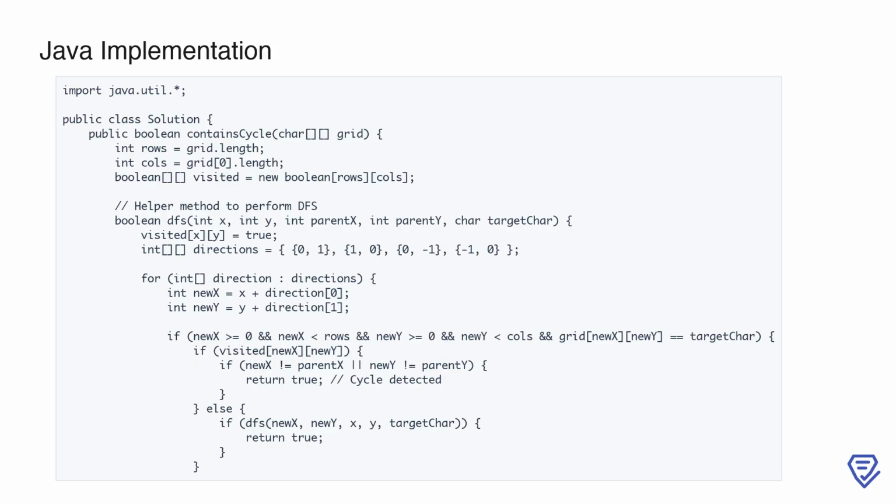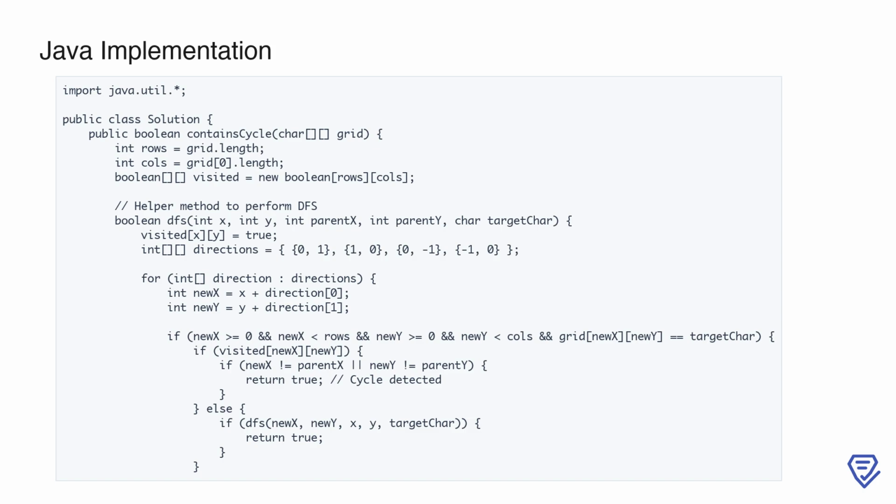Next, we define a helper method, DFS, which will perform a depth-first search to detect cycles. The parameters for this method include the current cell's coordinates, x and y, the coordinates of its parent cell, parentX and parentY, and the target character, targetChar, which helps ensure we only explore cells with the same value. Inside the DFS method, we mark the current cell as visited and define the possible movement directions: right, down, left, and up. Using these directions, we iterate over the neighboring cells.